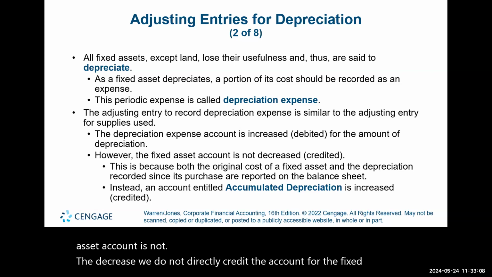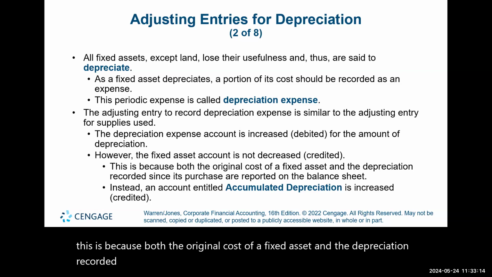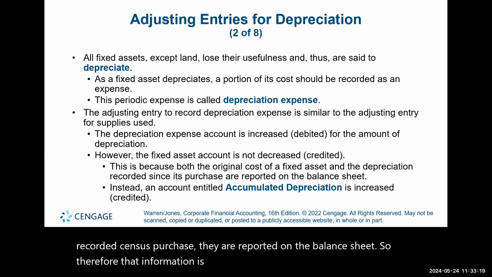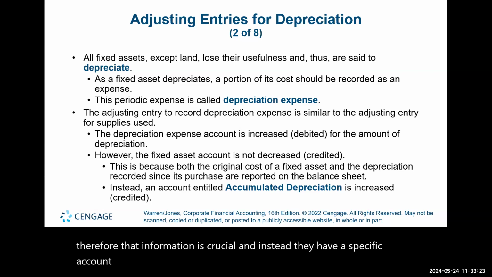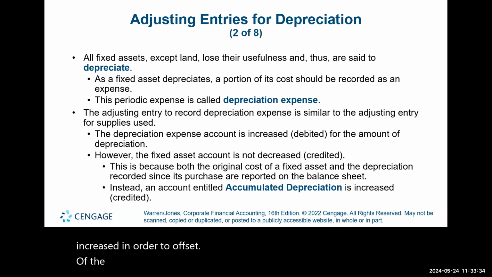And this is because both the original cost of a fixed asset and the depreciation recorded since its purchase are reported on the balance sheet. So therefore, that information is crucial. And instead, they have a specific account called accumulated depreciation. And this account is credited, increased, in order to offset the value of the fixed asset.